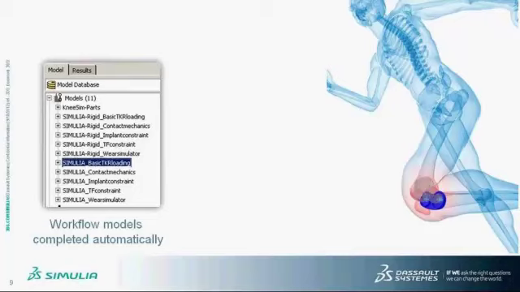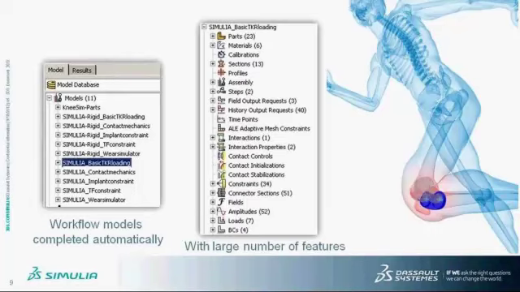What the designer will not see in the background is that these models are finalized once the workflow models are submitted. And each of these models includes a large number of features, including sections, section assignments, output requests, steps, and a large number of constraints and connectors.